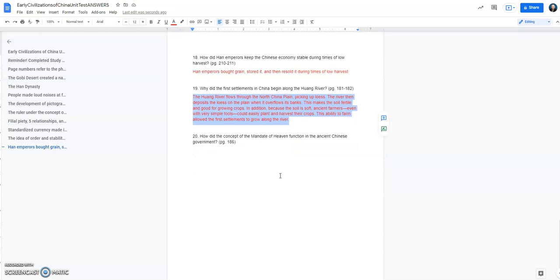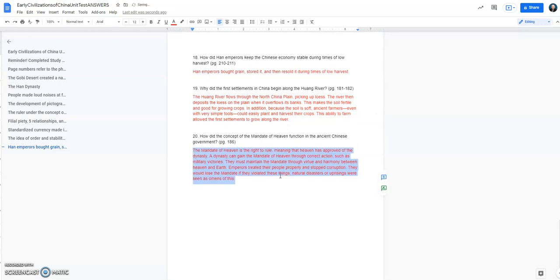Question 20, how did the concept of mandate of heaven function in Chinese government? Basically, the mandate was the right to rule. We talked about this. Kings were given the right to rule. Basically, the idea was that God said that person could be in charge. God gave them permission to be king. But the idea was that they had certain obligations. The king couldn't just do whatever he wanted. He had to treat his people well. He had to stop corruption. He had to take care of his country.